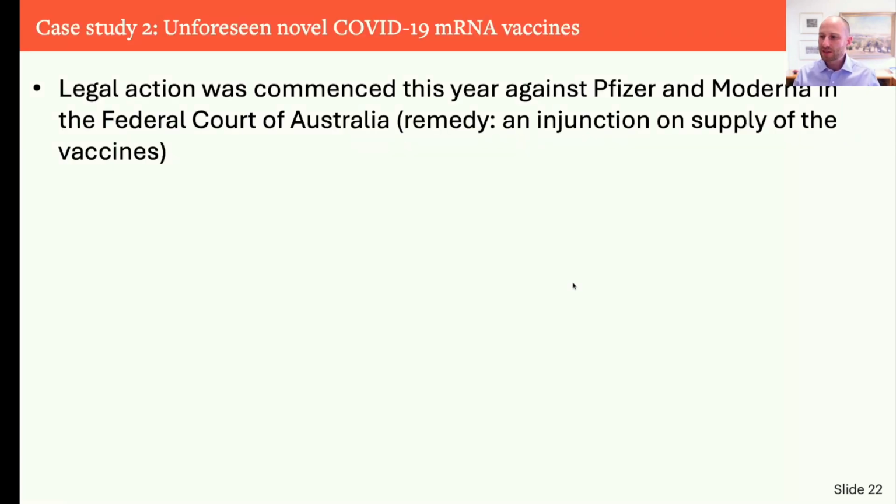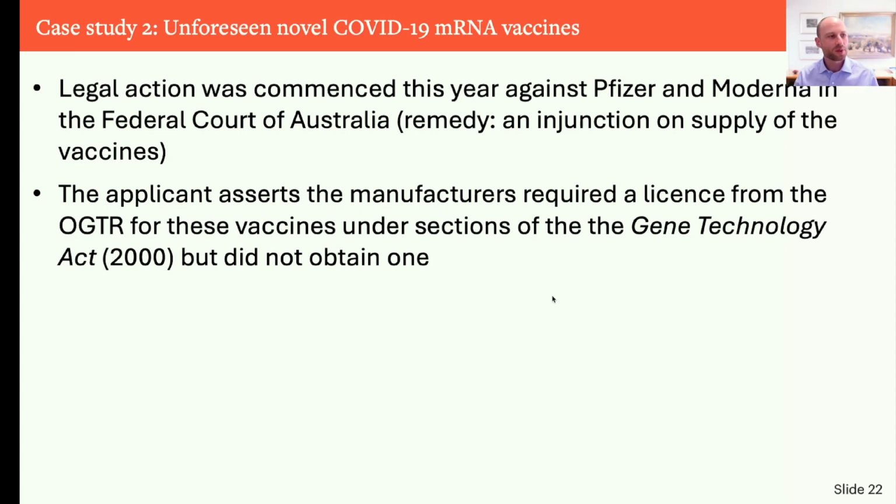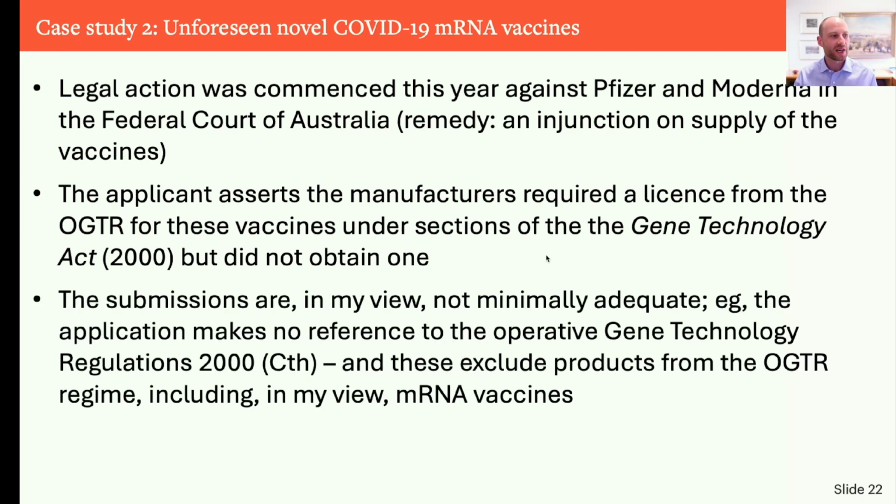The second case study is on mRNA vaccines. Firstly, legal action was commenced this year against Pfizer and Moderna in the Federal Court of Australia, where the litigant sought an injunction on the supply of vaccines to stop them being supplied. The applicant's contention was that the manufacturers required a license from the Office of the Gene Technology Regulator for the vaccines under certain sections of the Gene Technology Act, but that the manufacturers did not obtain one.